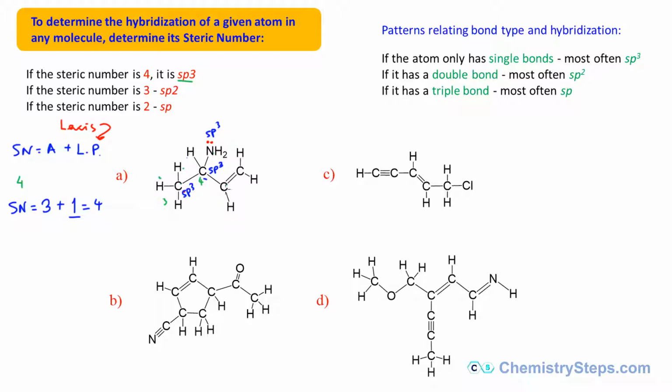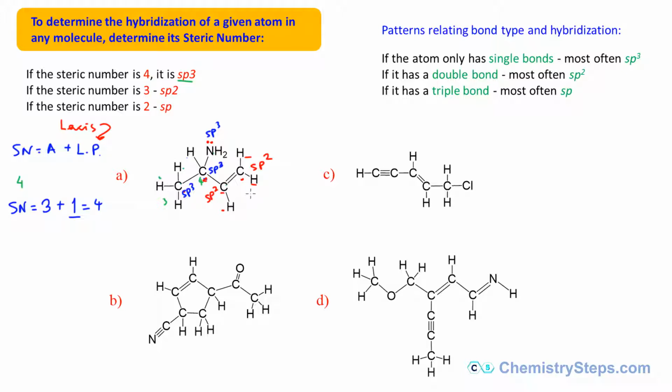Now if we're looking at the next carbon, this carbon has 1, 2, 3 atoms connected to it, no lone pairs of electrons. That means that this is going to be sp2. And the same goes for this carbon, so it has 1, 2, and 3. So sp2 here again, because it doesn't have lone pairs of electrons.